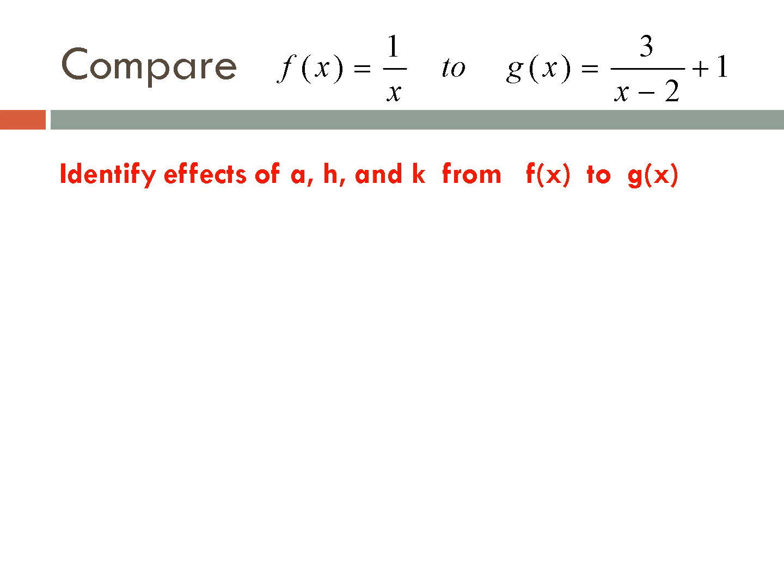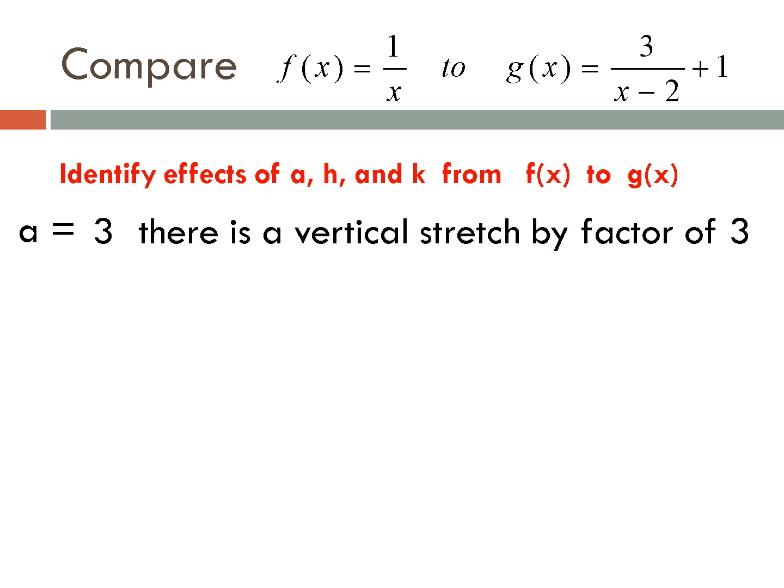Now, let's compare the parent function to another function that has some up, down, left, right stretching and shrinking going on. So the first thing I want to identify is, is there an a value? Is there a value other than 1 in the numerator? And the answer is yes. A equals 3. So my a value is 3. Well, it's positive, so there's no reflection, and it's bigger than 1, so that means it's going to be a vertical stretch by a factor of 3. And that's how we want you to answer it: vertical stretch by a factor of 3.